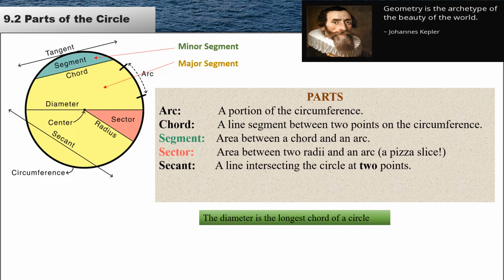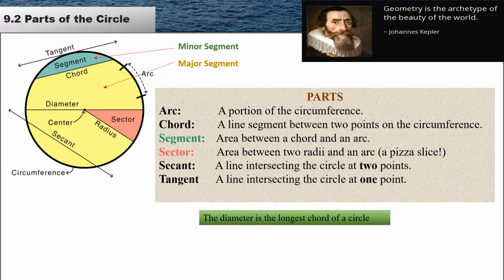So next we have what is called a secant. That's a line intersecting the circle at 2 points, right? So here's our secant. You can imagine it as a long Japanese sword just slashing through or stabbing through the circle at 2 points, at the entry and at the exit. So this is called a secant.